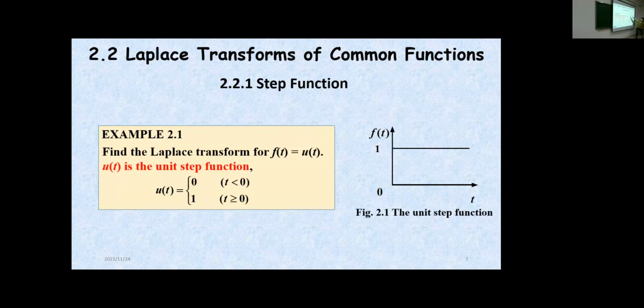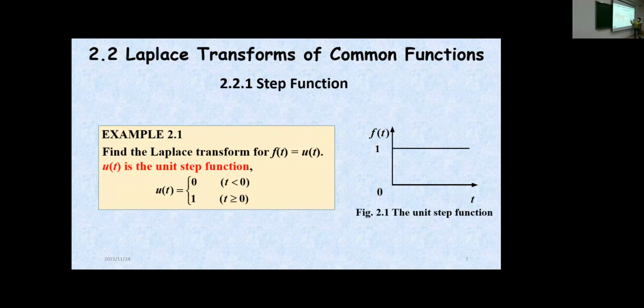If f(t) is a function of time, the x-axis is what? t. And y is what? f(t). And from 0 to infinity, t's value is what? 1. Call 1 a unit number.